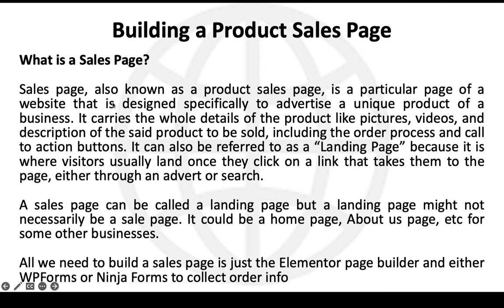So it says a sales page, also known as a product sales page, is a particular page of a website that is designed specifically to advertise a unique product of a business, like I said earlier. So it carries the whole details of the product, like pictures, videos, and description of the said products to be sold, including the order process and the call to action buttons.